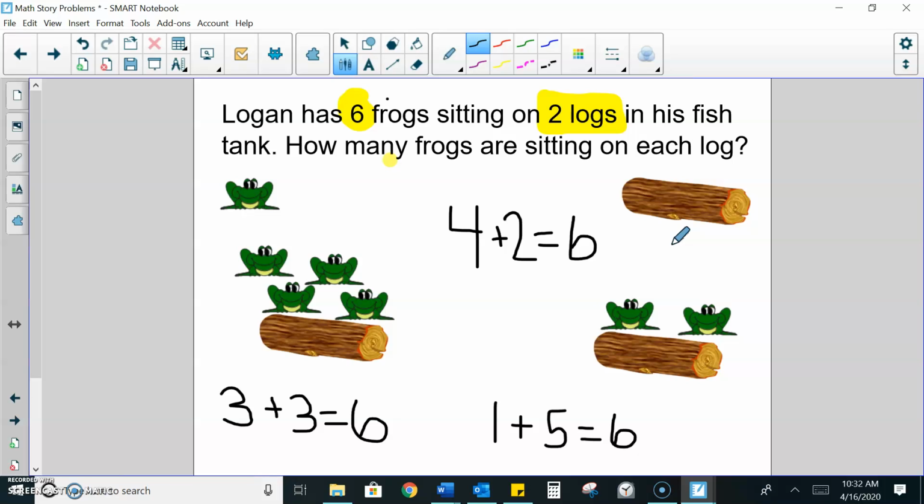So really what we're doing here is we are decomposing. We are breaking apart the number 6. So we can have 3 plus 3. We could have 1 plus 5. We could have 4 plus 2. And there are actually 7 answers that we could have for this problem. Okay, so you are going to get to practice a problem like this on the next screen.